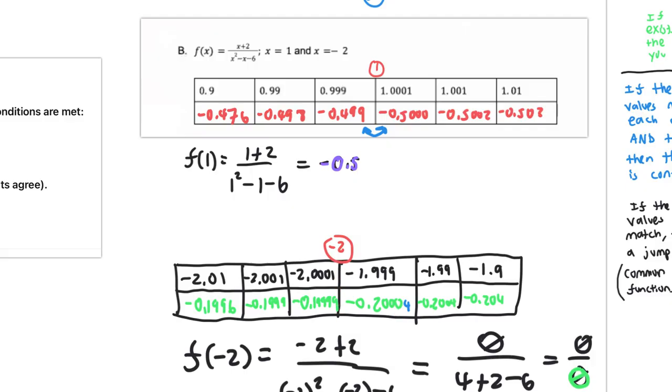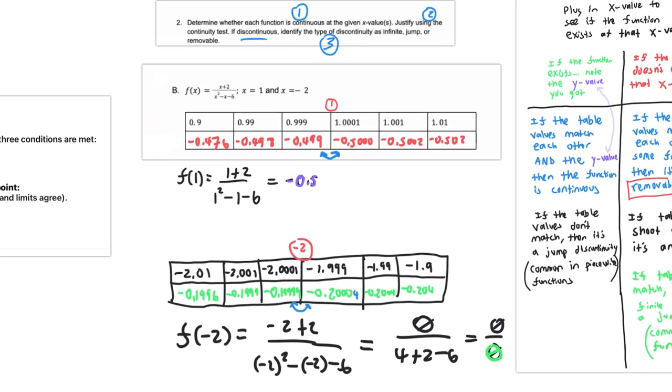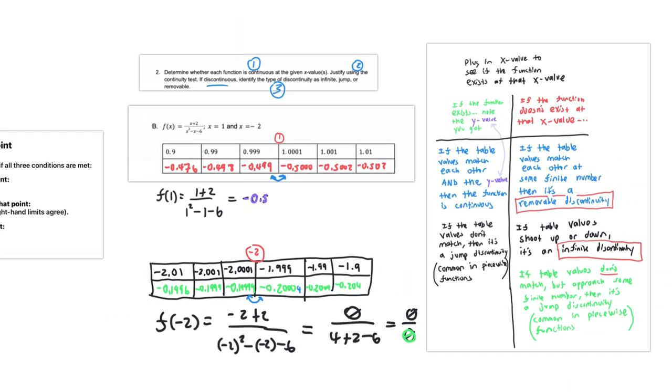So what we've done is we've established that these match. And that's very important information. Let's look at what my table says. If the table values match each other at some finite number, like negative 0.2, that's some normal finite number. It's not the nicest number. It's a decimal. It's negative. Nobody likes that. But it's not infinity. It's negative 0.2. So if the table values match each other at some finite number, then it's a removable discontinuity, and that means that it's a hole. Okay, so I hope that makes sense.